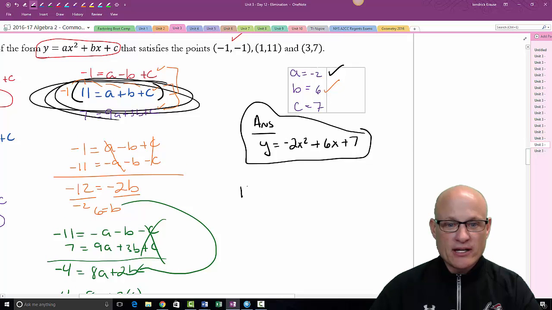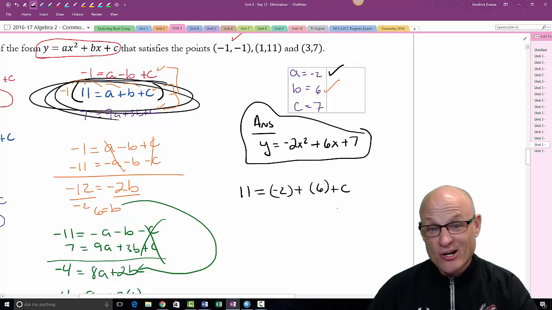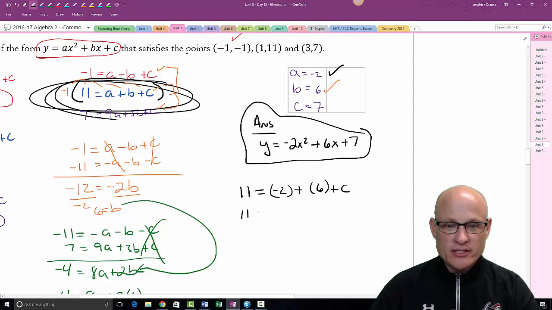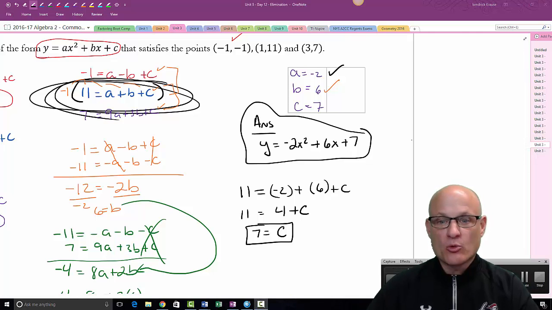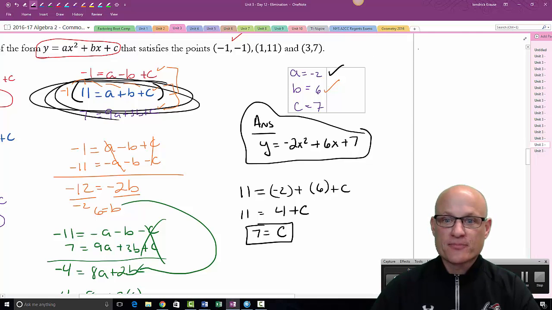And I'd say, okay, 11 is equal to A, which is -2, plus B, which is 6, plus C, I don't know. So I get 11 equals, let's see, -2 plus 6 is 4, plus C. Subtract 4 from each side, and I get C equal to 7. Ka-ching! Yay! Done! That's it!